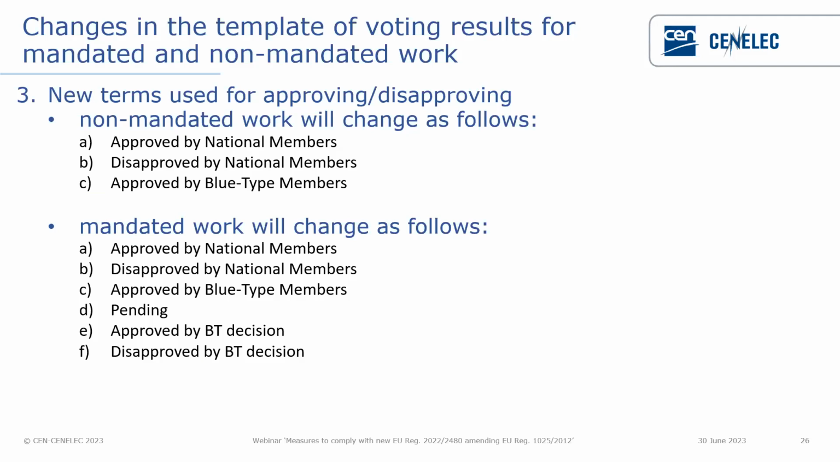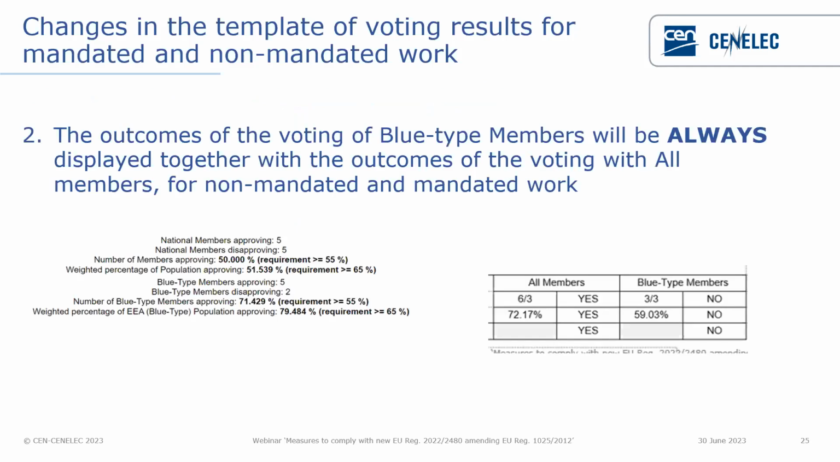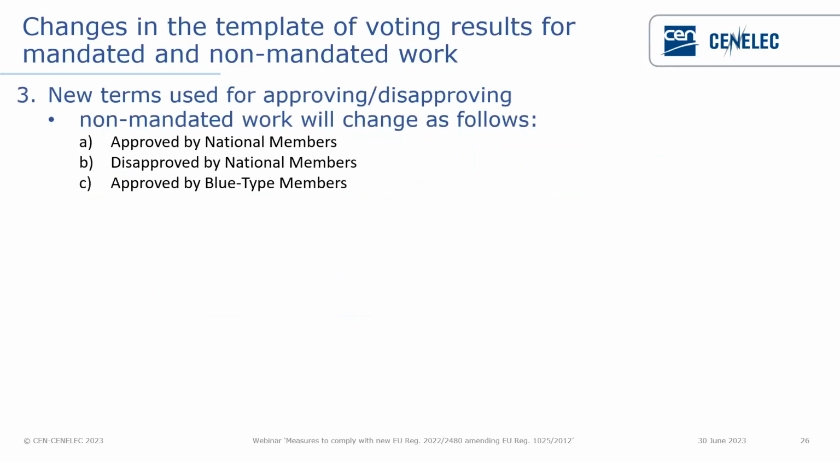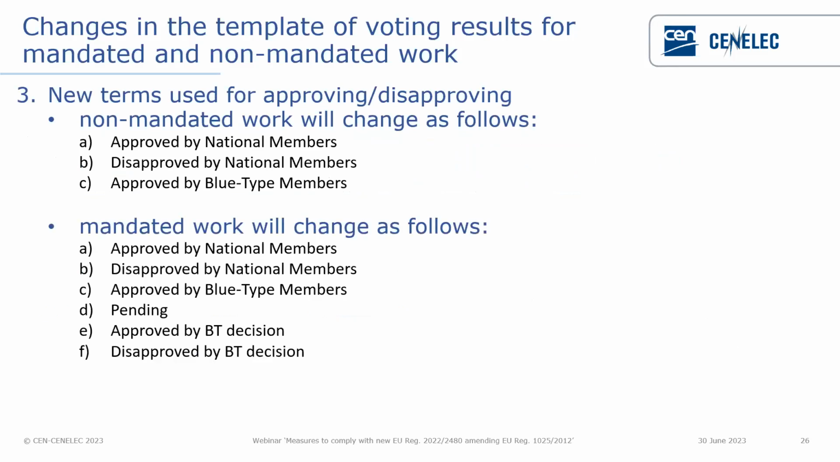So I hope I was clear. The approval criteria for non-mandated work do not change, they are the same as today. Today they are in 6.1, tomorrow they will be in 6.2, but the template no longer makes reference to the EEA countries, but to blue type. Always display the result of the blue type members, but you don't have to use them if it's non-mandated work. And these new terms are used in both templates.